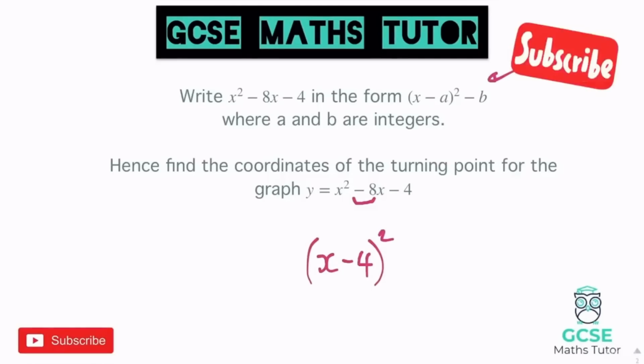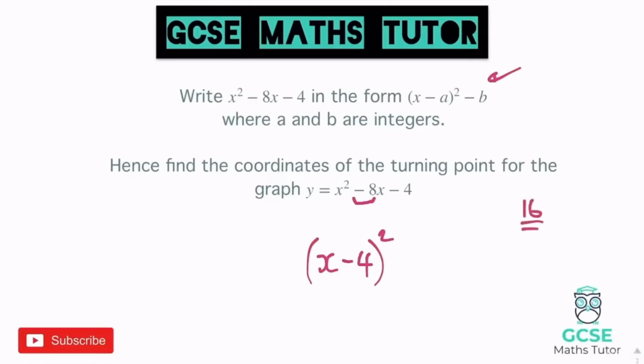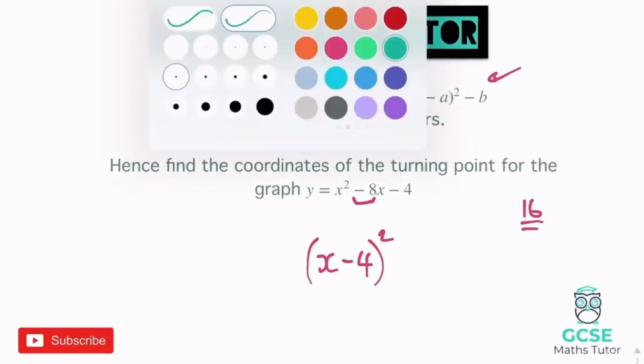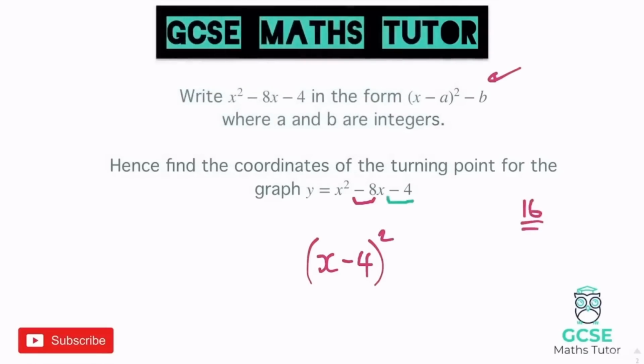Now, just thinking about expanding this, the final multiplication we do in a double bracket will be negative 4 times negative 4. That would give us 16. And we don't want the 16, we want that negative 4 there. So in order to get to negative 4, we would have to subtract 20. So it's minus 20 at the end there. So there we go, A is 4 and B is 20.